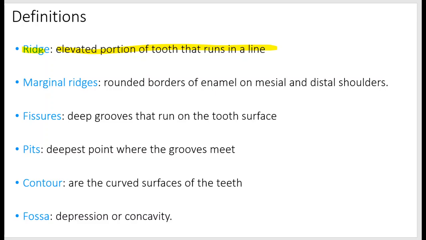Usually we do have some ridges in the middle, but marginal ridges, these are the ones on the mesial and distal, and we have transverse ridges. A ridge in general is an elevation. We have oblique ridges that run in the middle. Fissures, we talked about them, deep grooves that run on the tooth surface. Pits, the deepest points of these grooves. Contour, the curve of the surface. And fossa is a depression or concavity. Some teeth have a fossa in the middle, which is just a little bit of depression.